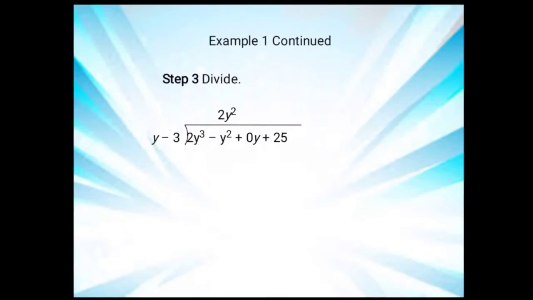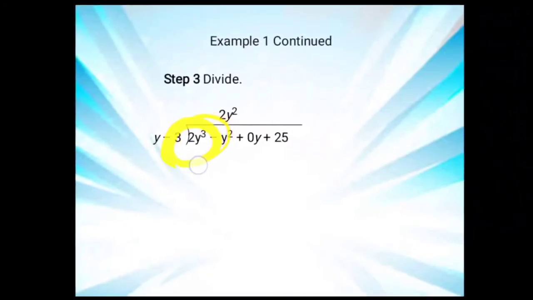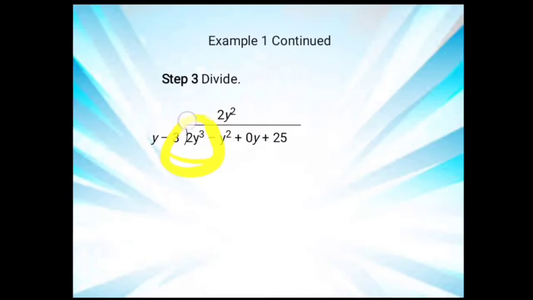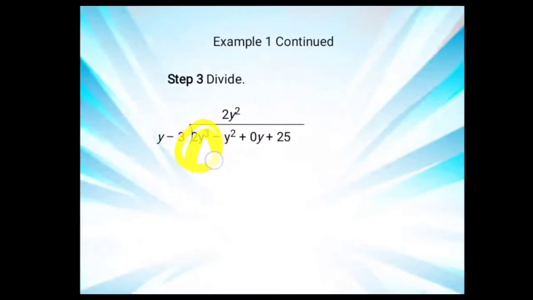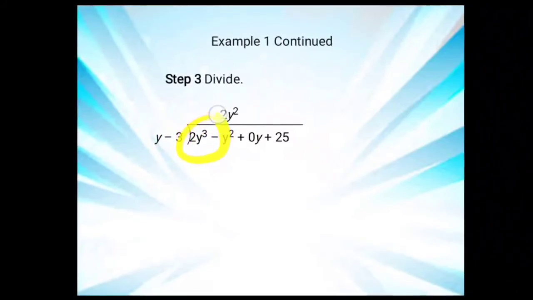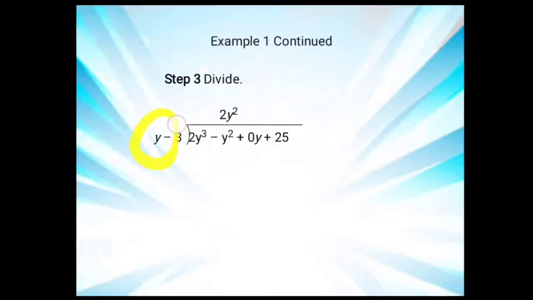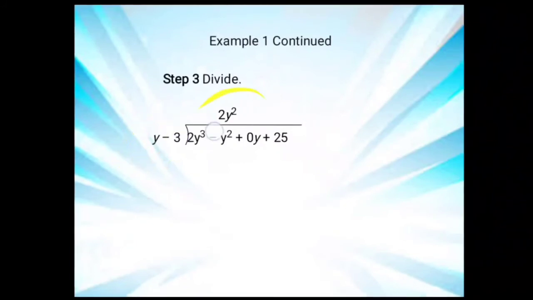Let's divide. How are we going to divide? First, take a look at the first term of the dividend. As you can see, the first term of the dividend is 2y cubed. What you are going to do is eliminate this term. You have to divide this 2y cubed by the first term of the divisor. Then the answer should be written on the quotient part.